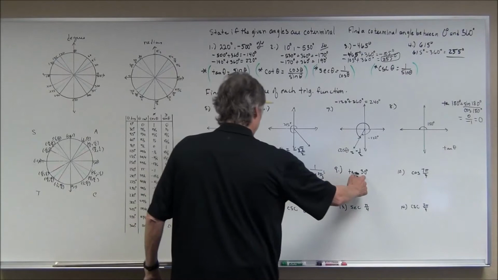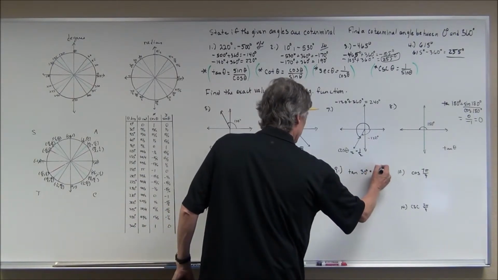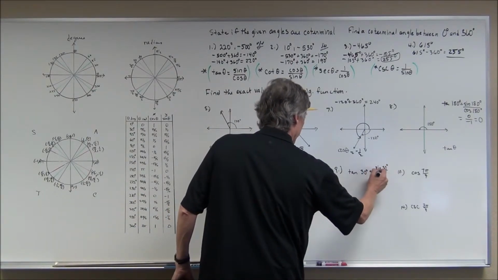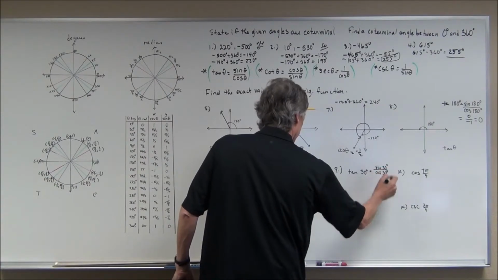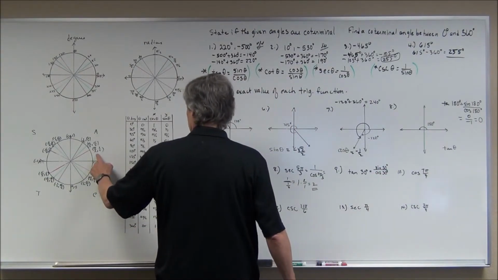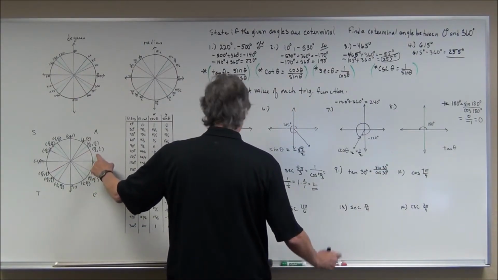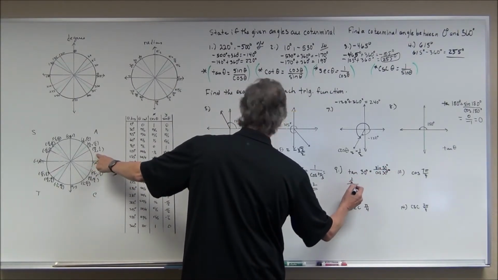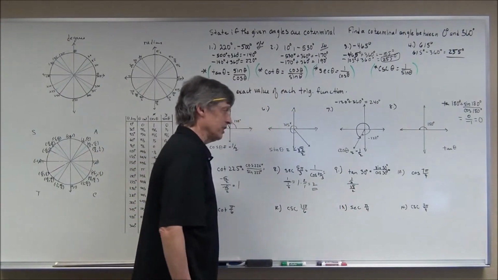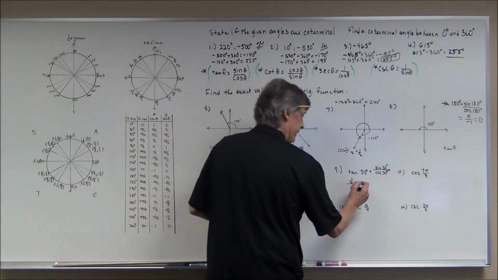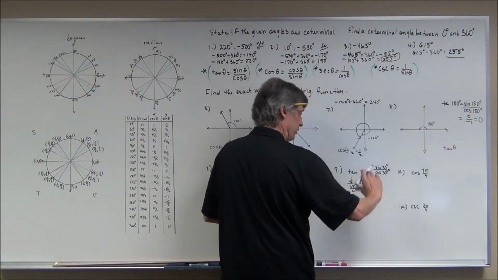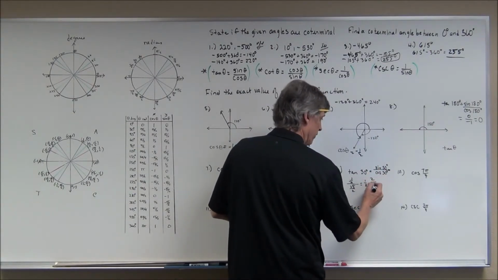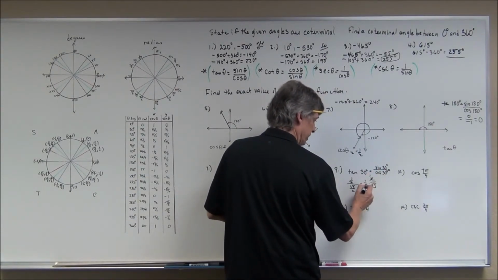Speaking of tangent, the tangent of 30 degrees is the sine of 30 degrees divided by the cosine of 30 degrees. The sine of 30 degrees is 1/2. So I have 1/2 on top and the square root 3 over 2 on the bottom. Now the worst thing about this is arithmetic. You have to be careful. This is 1/2 times the reciprocal, which is 2 over the square root of 3, and these 2's cancel.